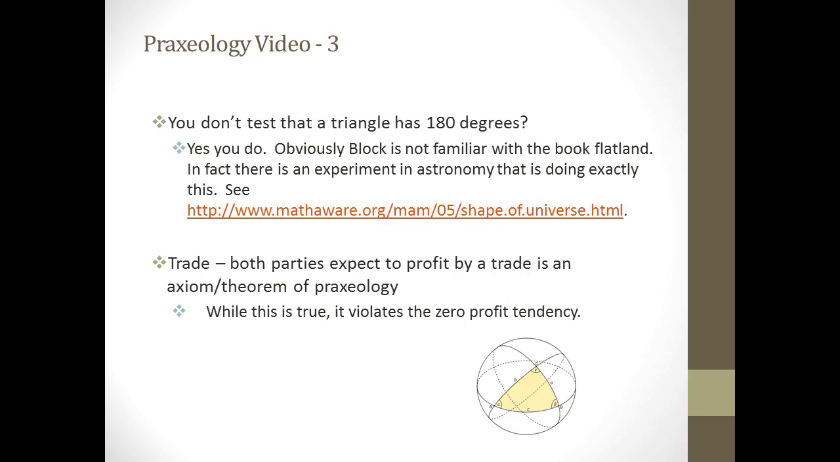Dr. Bloch attempts to justify the fact that the zero profit theorem does not need to be tested by the statement that you don't test that a triangle has 180 degrees. But of course, yes, you do. Obviously, Dr. Bloch is not familiar with the book Flatland. In fact, there's an experiment in astronomy right now that is doing exactly this.